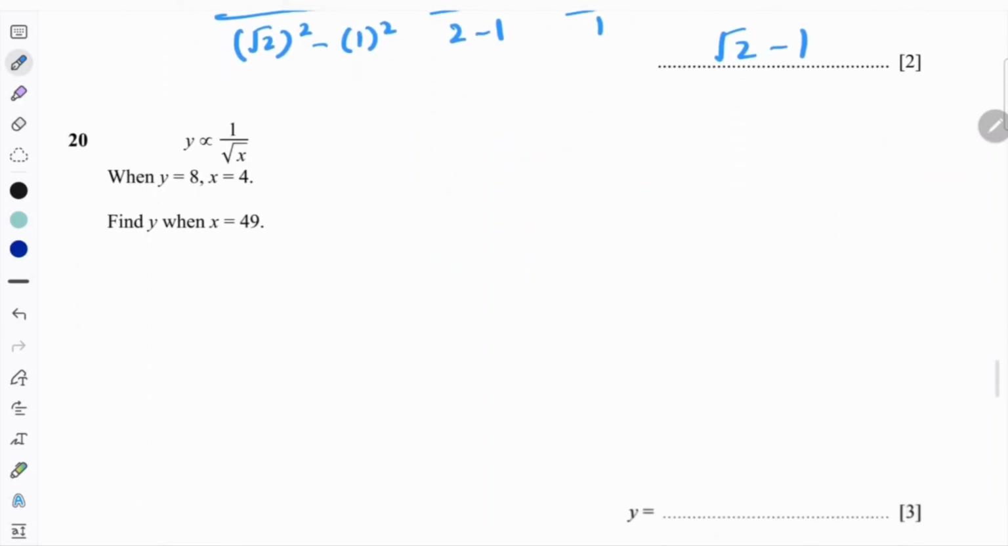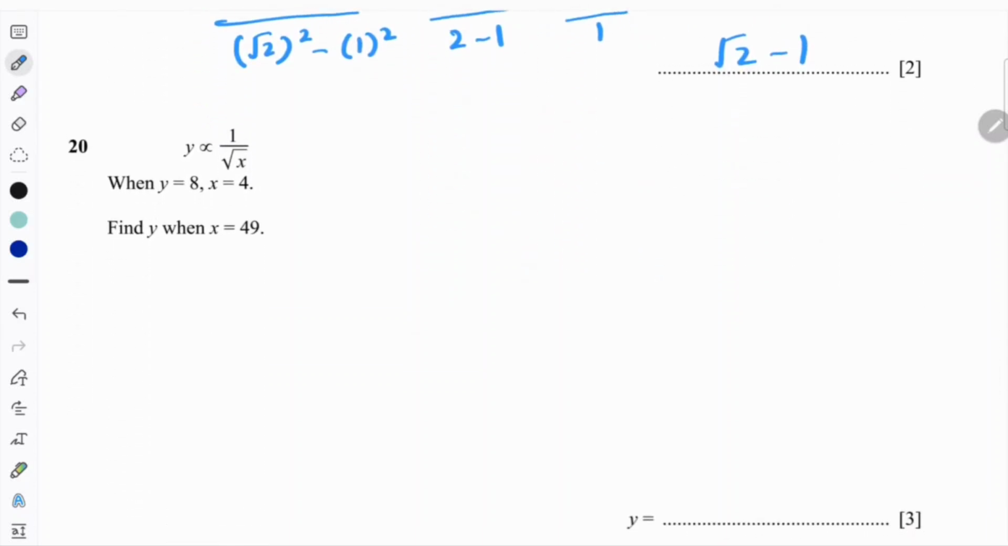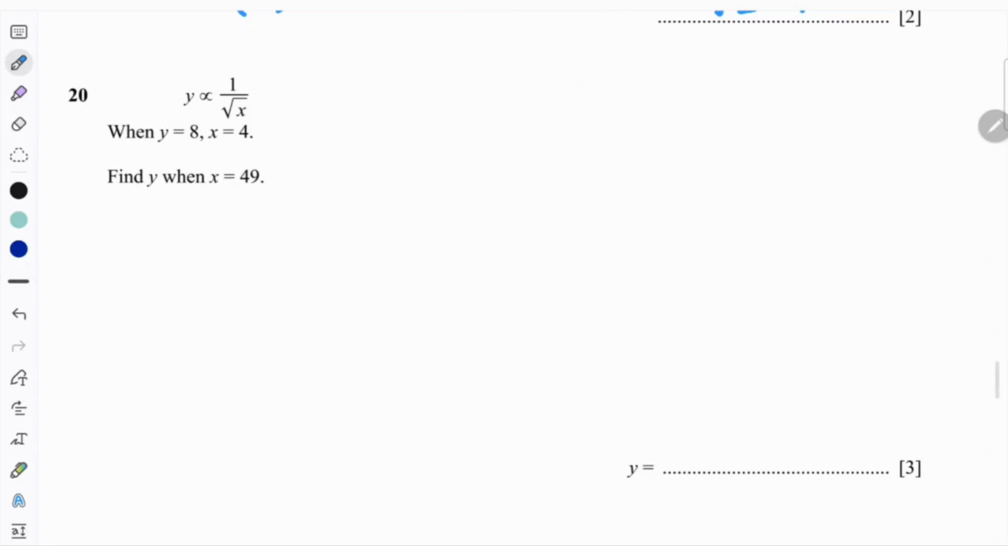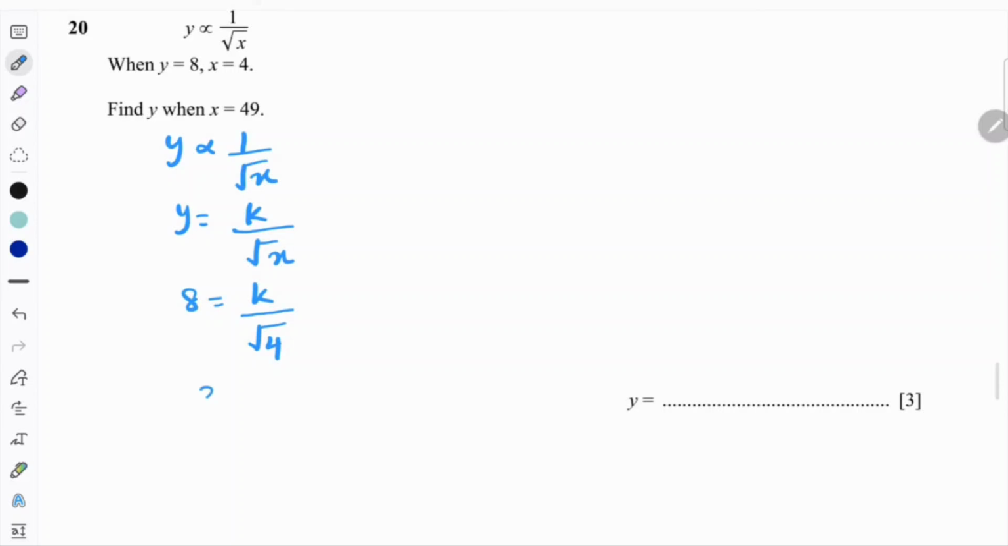Okay, now question number 20. Y is inversely proportional to the square root of x. Y is equal to 8, x equals 4. Find y when x is 49. So just write down y equals k upon square root x. Now y is 8 and x is 4. Square root 4 is 2. So 8 is equal to k over 2. k is equal to 8 times 2, which is equal to 16.